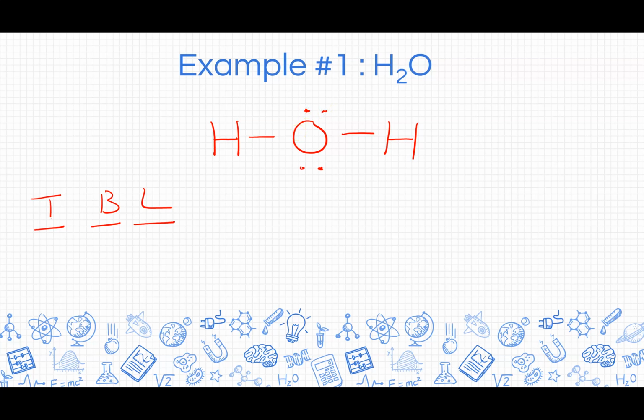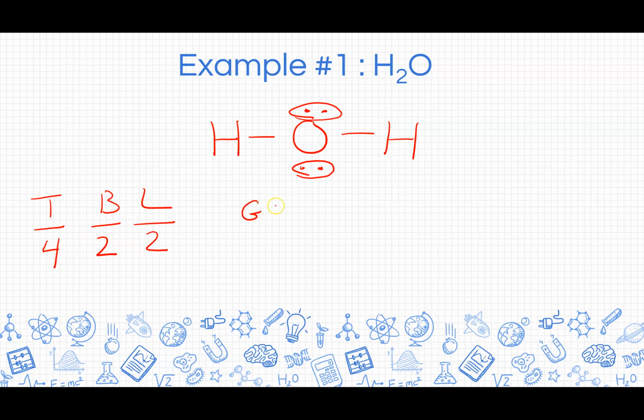Around my central oxygen, you'll notice that I have 4 total pairs of electrons: 1, 2, 3, 4. Of those 4 pairs, 2 of them are bonding pairs. This one and this one, 1 and 3, are bonding pairs because I've drawn them as lines. So I have 2 bonding pairs. And number 2 and number 4 are lone pairs, because I have 2 lone pairs on my central atom. That gives me a TBL of 4, 2, 2.